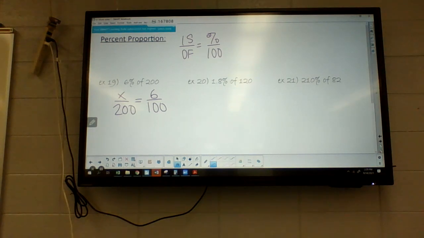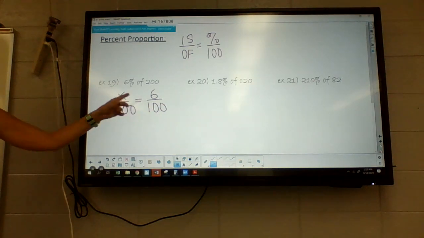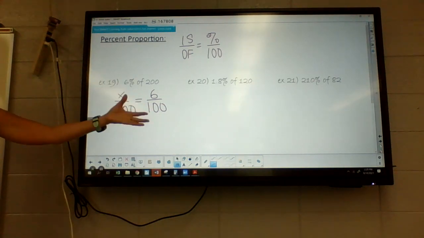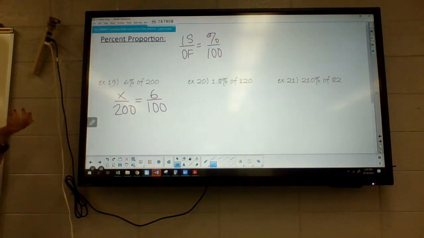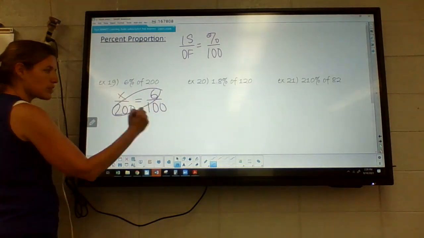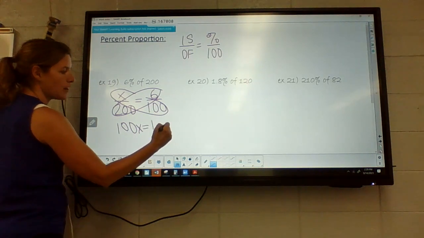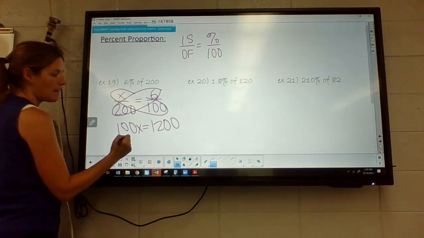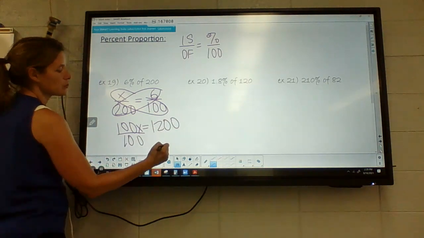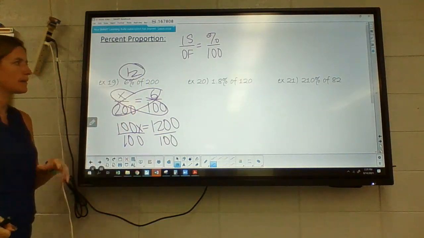Now this one's not terrible to solve if you are good with number sense. 100 doubled is 200, so 6 doubled would be 12. If you realize that and are able to skip this over, it's perfectly fine. If you actually want to solve it, it's 100x equals 1200. Then I divide by 100 and find out it's just 12. So then you're like, why did I spend time doing that?